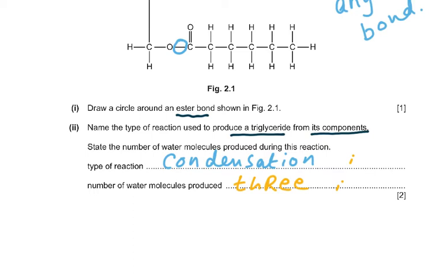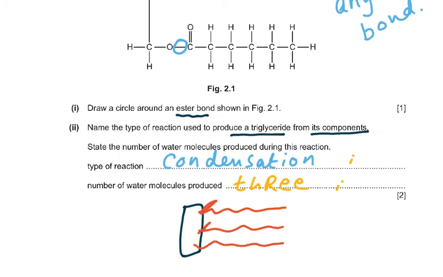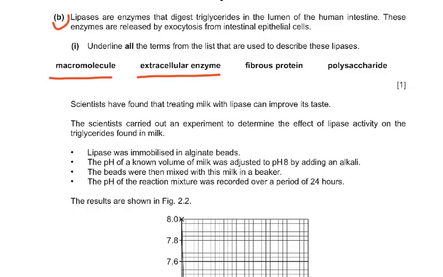So the glycerol molecule, this is the glycerol molecule, and it gets attached to 3 fatty acid chains. And so 3 waters will exit here, here, and here. So 3 water molecules will exit, and that is why we said 3 here. Part B of the question: lipases are enzymes that digest triglycerides in the lumen of the human intestine. These enzymes are released by exocytosis from intestinal epithelial cells. Underline all the terms from the list that are used to describe these lipases.